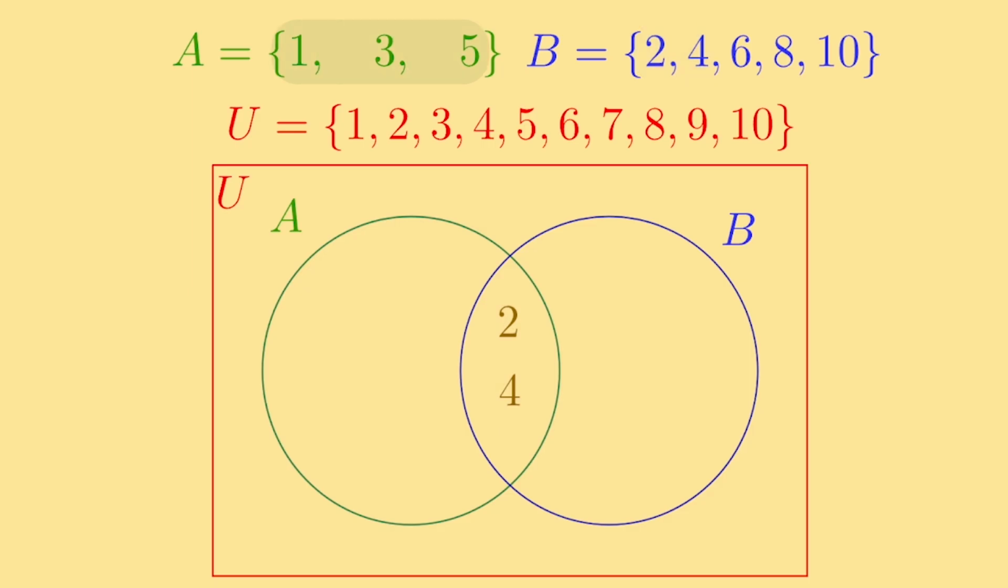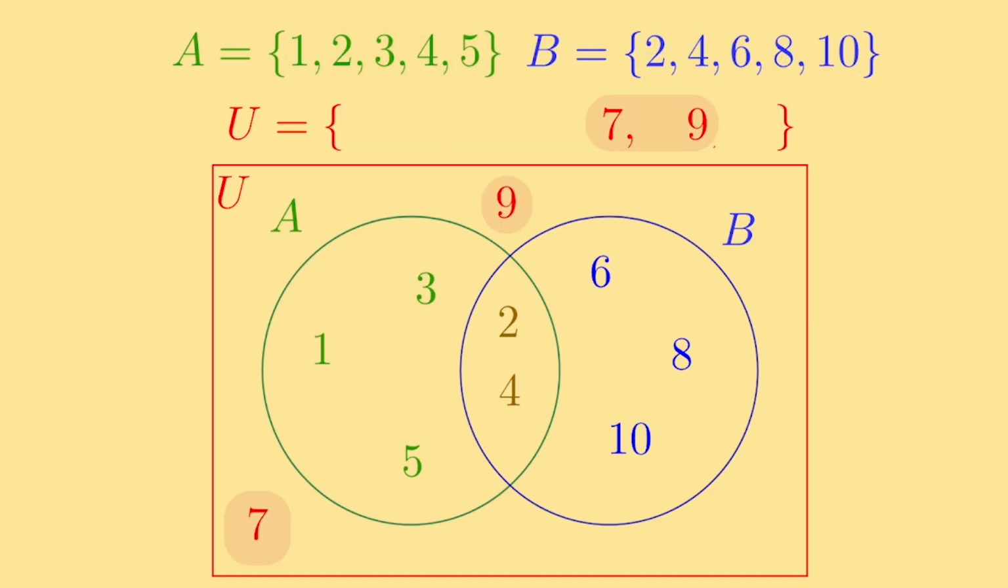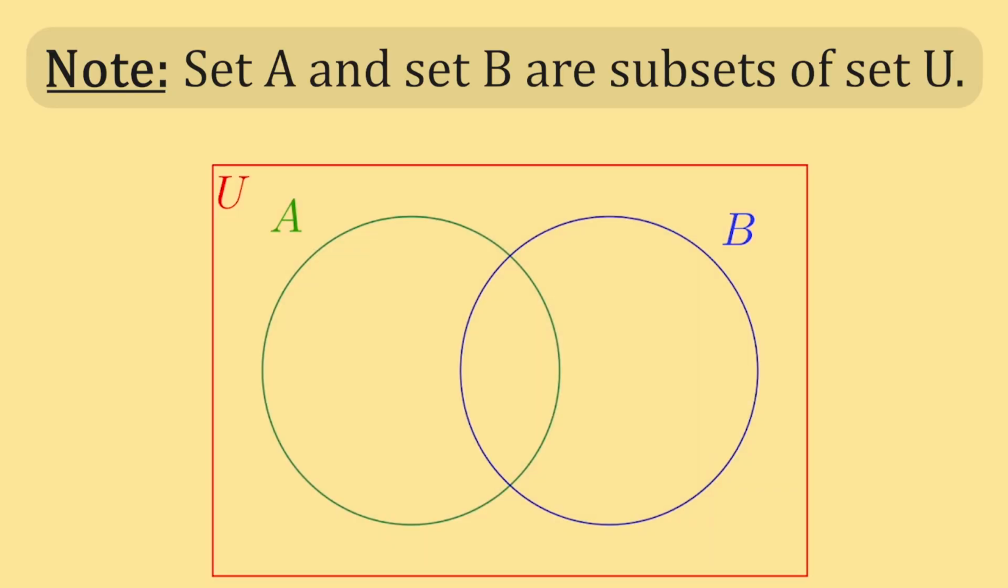Everything in set A excluding 2 and 4 would go over here in the remaining area within set A. Everything in set B excluding 2 and 4 would go here, the circle representing set B. Finally, everything from our universal set U that is not in set A or set B would go in this outside area. It is not uncommon for sets to be arbitrary, where we don't know the elements of the sets when working with Venn diagrams. So for the remainder of this video, we are going to work with an arbitrary set A, set B, and set U. And we'll note that set A and set B are subsets of the universal set U.